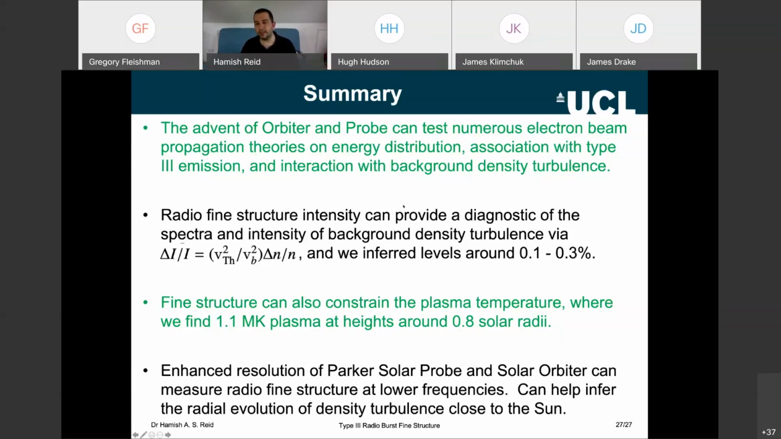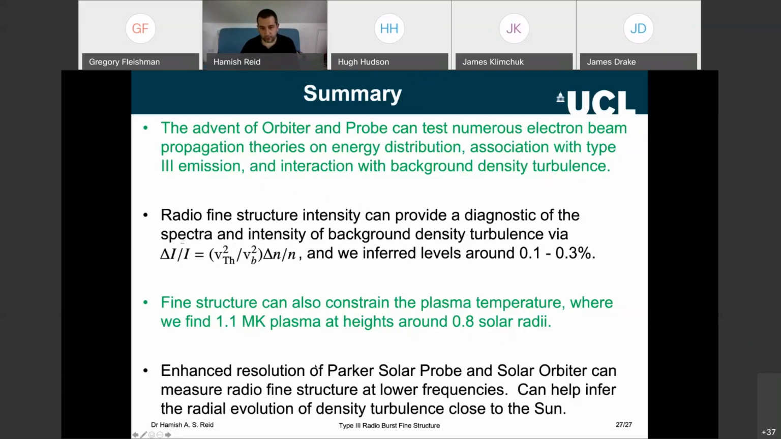I should also highlight, actually, before I finish, that this is the density turbulence parallel to the magnetic field, and so not perpendicular to the magnetic field. And we expect that the density turbulence perpendicular to the magnetic field might be slightly larger in magnitude. The fine structure also allows us to estimate the plasma temperature, which we estimate about 1.1 megakelvin at altitudes around 0.8 solar radii.